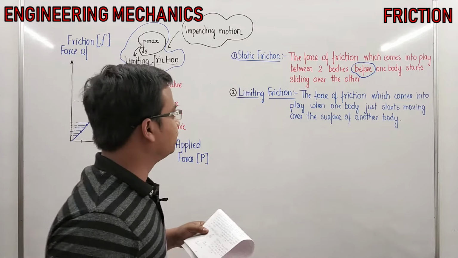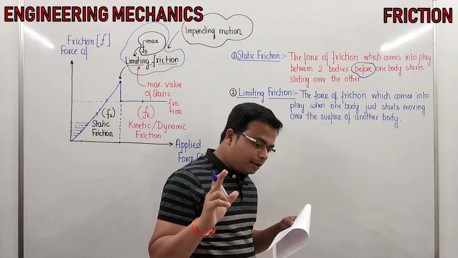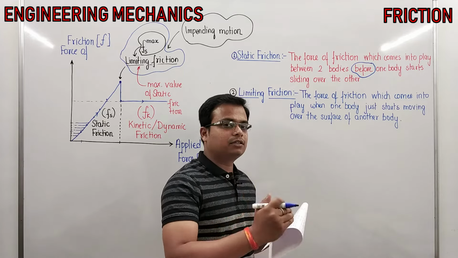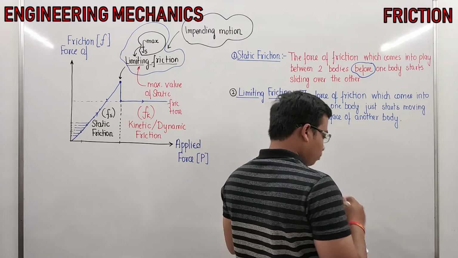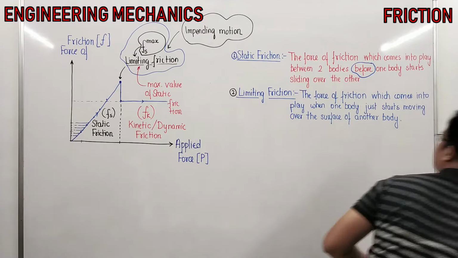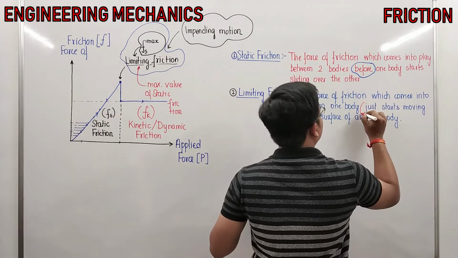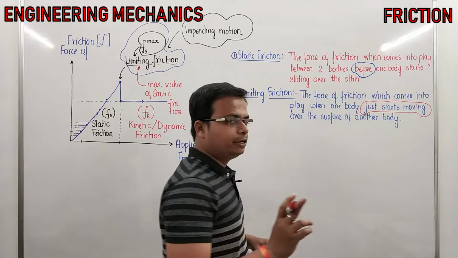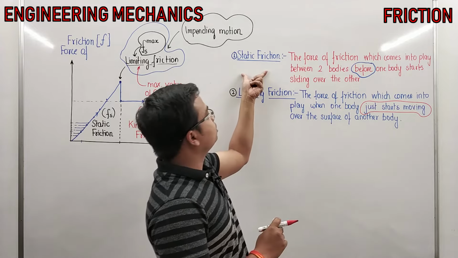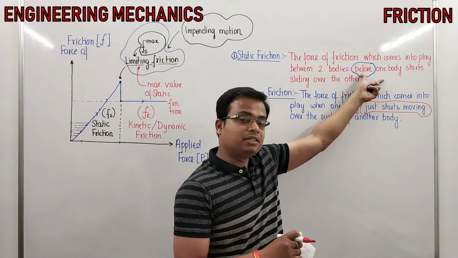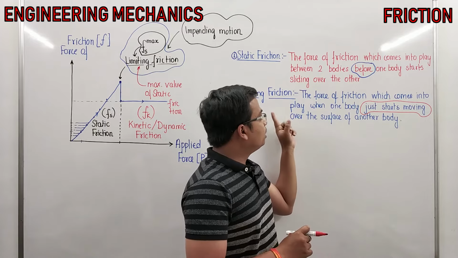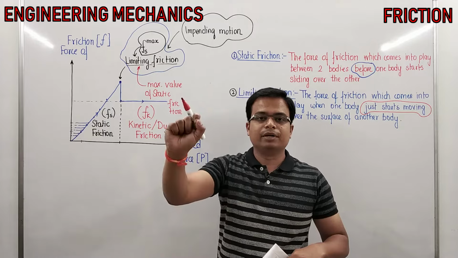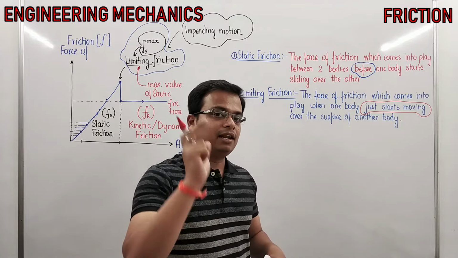Let us try to read this once again. The force of friction which comes into play when one body just starts sliding, just starts moving over another body. Let us highlight this. This is very important: just starts moving. So you need to remember these terms. When you talk about static friction, it is before it starts moving. When you talk about limiting friction, it is going to just start moving. The motion shall commence.